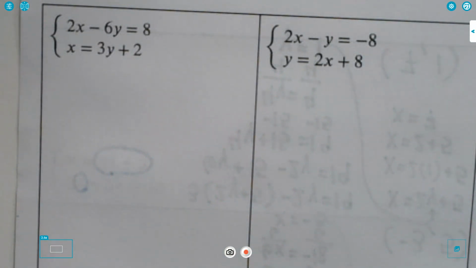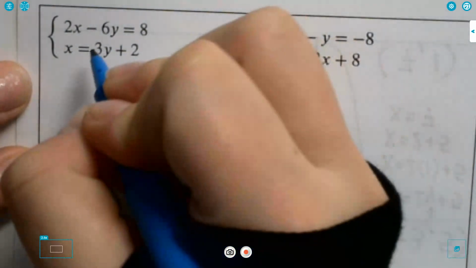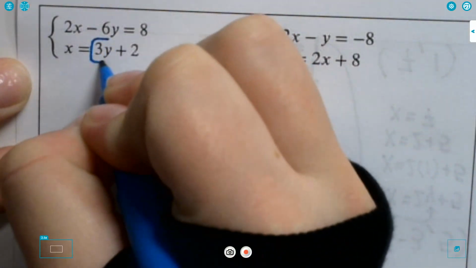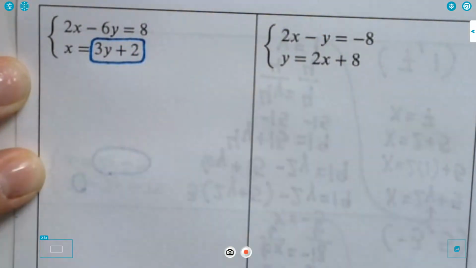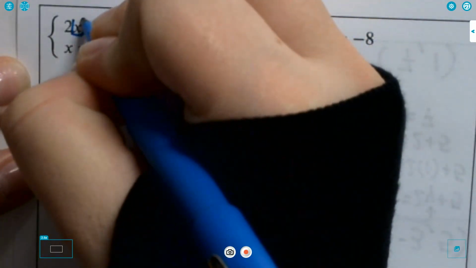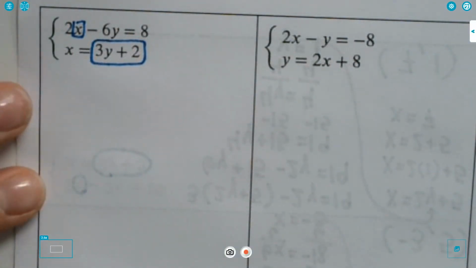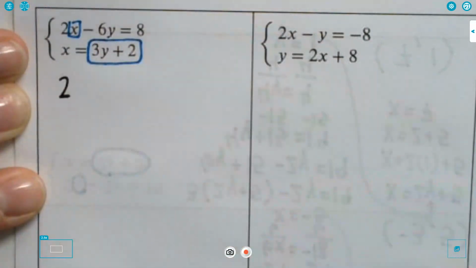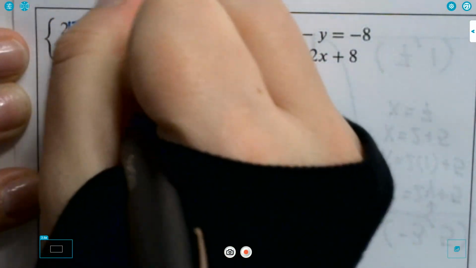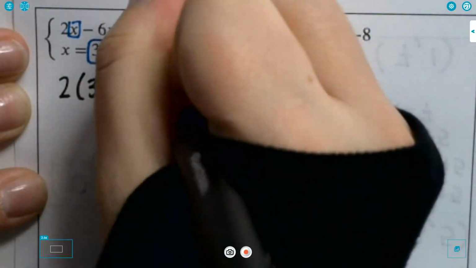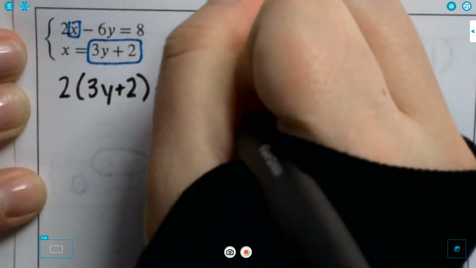Solved for x. We know that x equals 3y plus 2. So we can take what x equals, that 3y plus 2, and plug it into our other equation for x, because it is x equals. So you can replace things for things that they are equal to. So we're going to go ahead and do that. We're going to do 2 times 3y plus 2, and then we still have minus 6y equals 8.